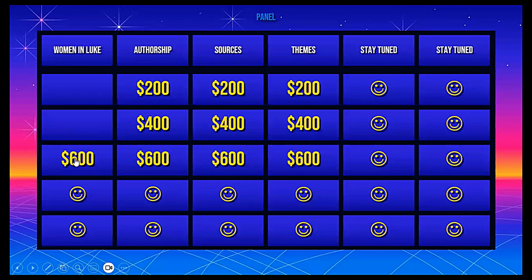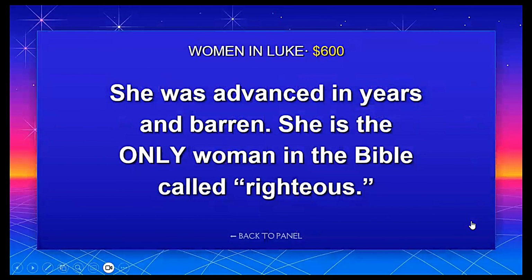And then last of all, women for 600, she was advanced in years and barren. She is the only woman in the Bible called righteous. Oh my goodness, who is that? That is Elizabeth. And for those who wonder, where did I get this business about righteous? It's chapter 1, verse 6, speaking of Zechariah and Elizabeth. And they were both righteous before God, walking in all the commandments and ordinances of the Lord, blameless. And she is actually the only woman in Scripture to be referred to as righteous.